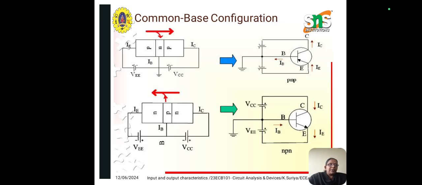So this is a diagram which shows the common base configuration for PNP and NPN types. So in the PNP configuration, the N is the base, and in NPN configuration the P is the base, which is common to both the emitter and the collector as shown here.